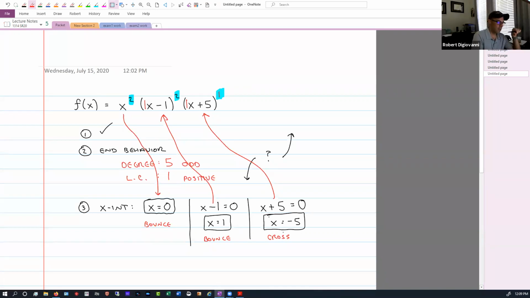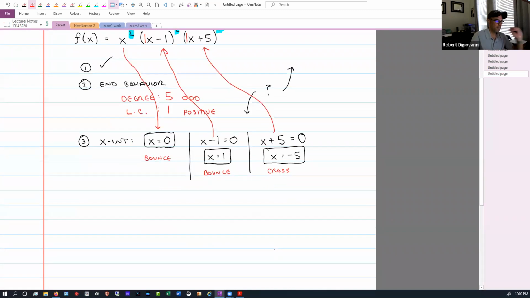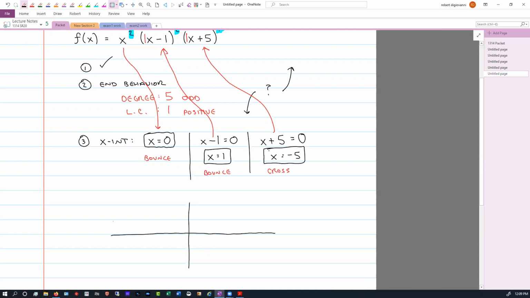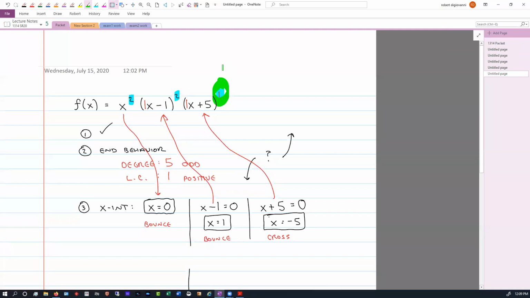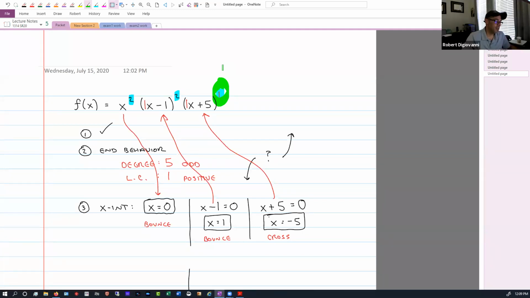Does anybody have any questions on how we got bounce, bounce, cross? Because at this point we're ready to draw. I'm sorry, it's a cross because it's a negative? No, it's because the power on the factor up here in green, the power up there is an odd number. If the power up there is even, you bounce. If the power up there is odd, you cross. It has nothing to do with the number -5. It has to do with the power on that parentheses.